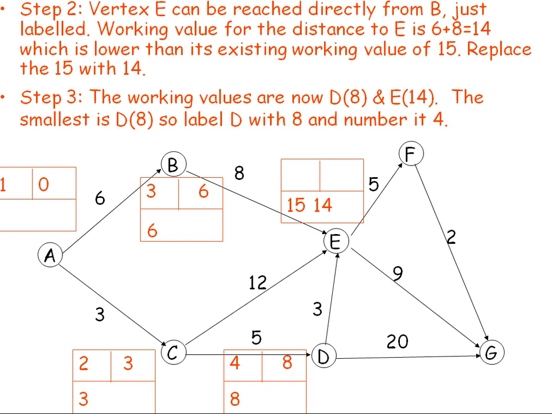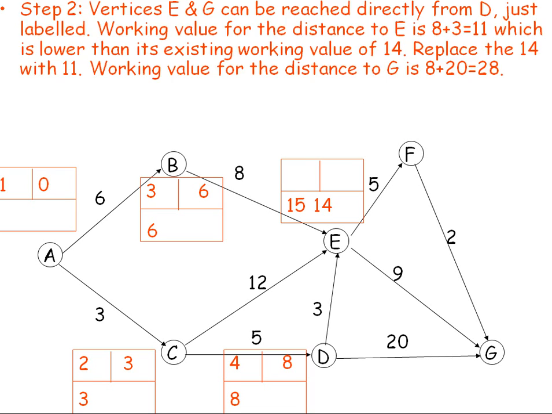E or G. E will be the 8 plus the 3, which is 11, and that is better than the 14, so I will add that 11 to my working value and cross the 14 out. I could also get to G, and that will be the permanent 8 at D plus the 20, so that will be 28 going in there. Those are the only places I could go to directly from D.